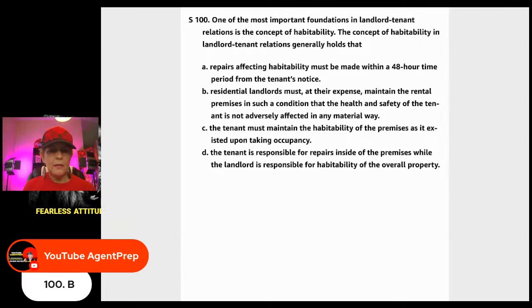Okay, A. Repairs affecting habitability must be made within 48 hours from the period. No, that is not the most important foundation. They must be made, okay. However, during COVID, there was a problem having plumbers.